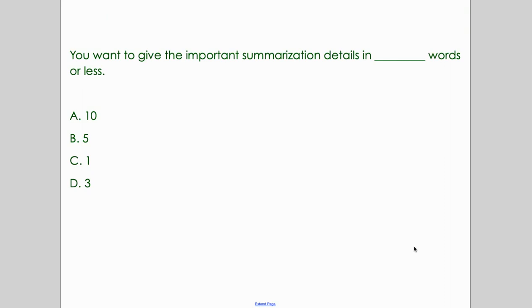You want to give the important summarization details in blank words or less. Is it A, 10, B, 5, C, 1, or D, 3?